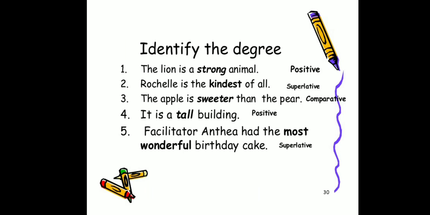Fourth one, it is a tall building. How is the building? Tall. Here you do not find any comparison, so it is positive. Tall is positive. Fifth one, facilitator Anthea had the most wonderful birthday cake. Here the words most wonderful are a superlative adjective, because the comparison is made among many. So here most wonderful is the superlative.